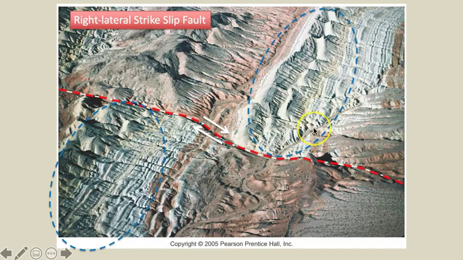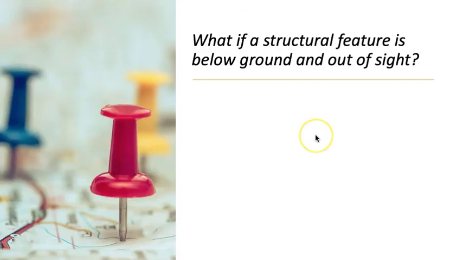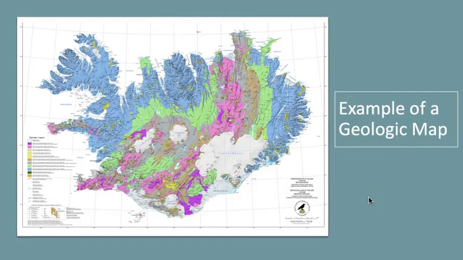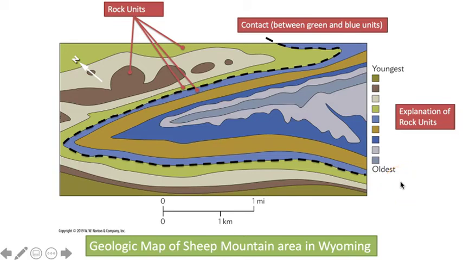Up to this point, we've been looking at structural features that are visible on Earth's surface. But what if a structural feature is below ground and out of sight? The only way to document the geologic structure is to make a geologic map. This is an example of a geologic map of Iceland. This is an example of a simplified geologic map of part of Wyoming.